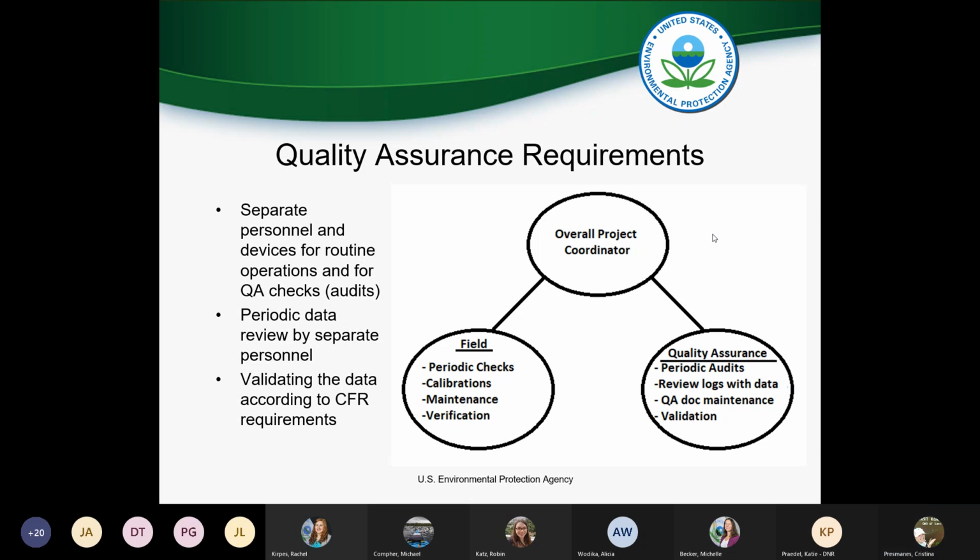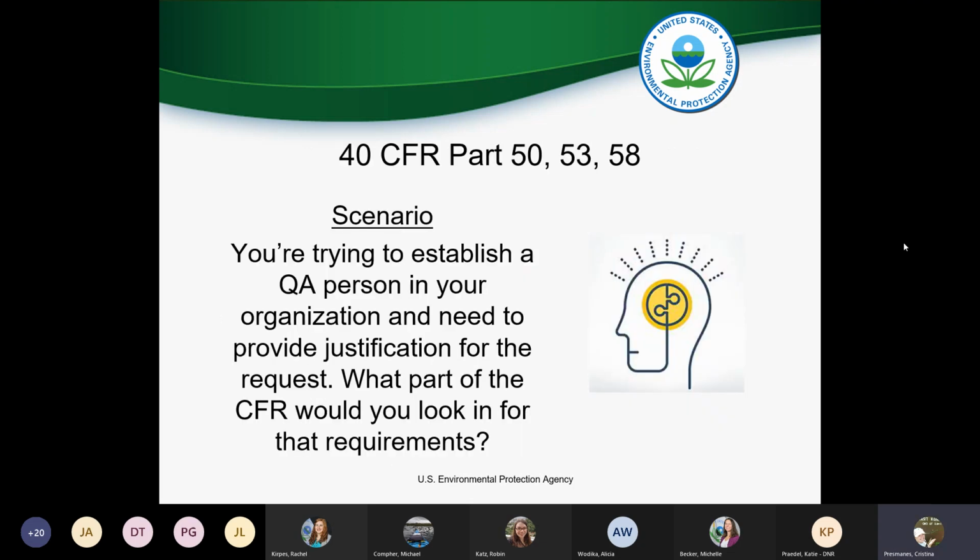Okay. With that, we'll go into another scenario. So let's say you're trying to establish a QA person in your organization and need to provide justification for that request. Which part of the CFR would you look for those requirements? 50, 53, or 58? Please enter your answers into the chat. If you are by phone, you may unmute your line and provide an answer.